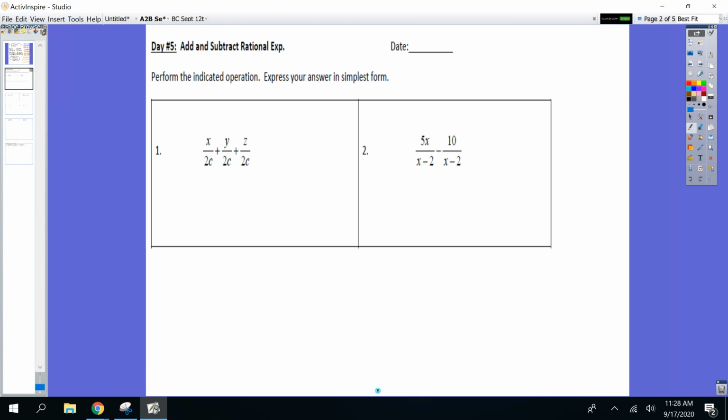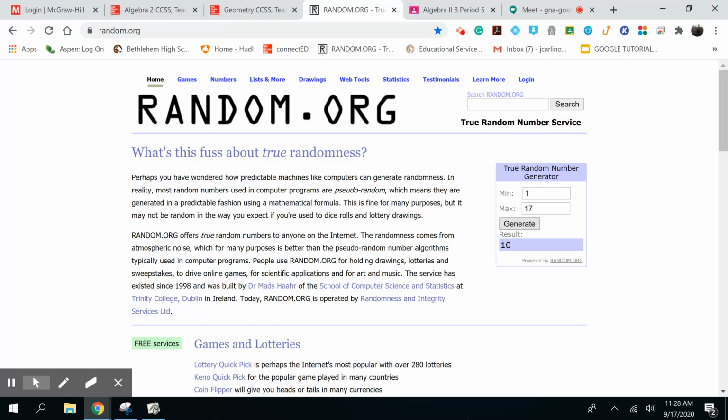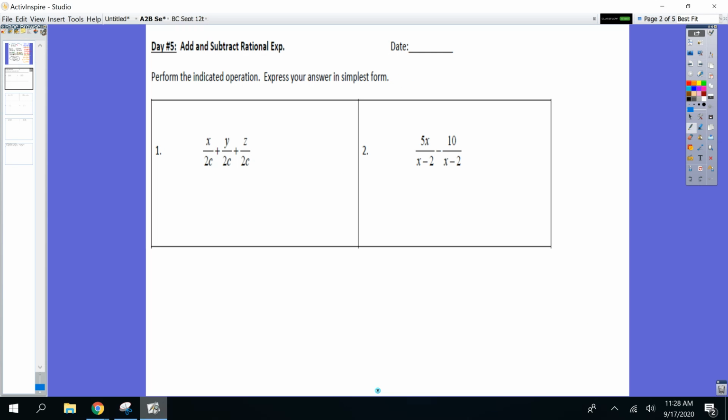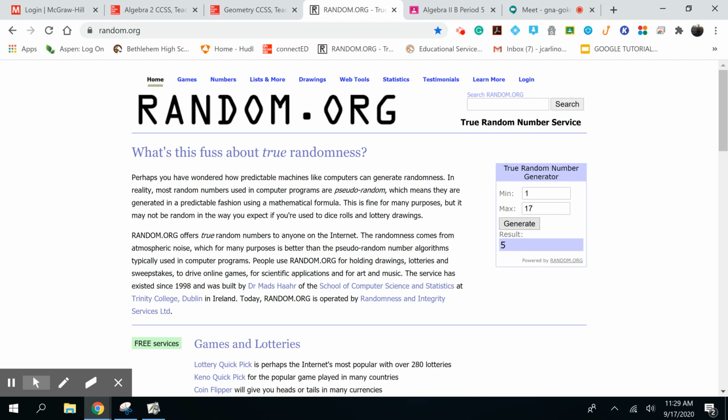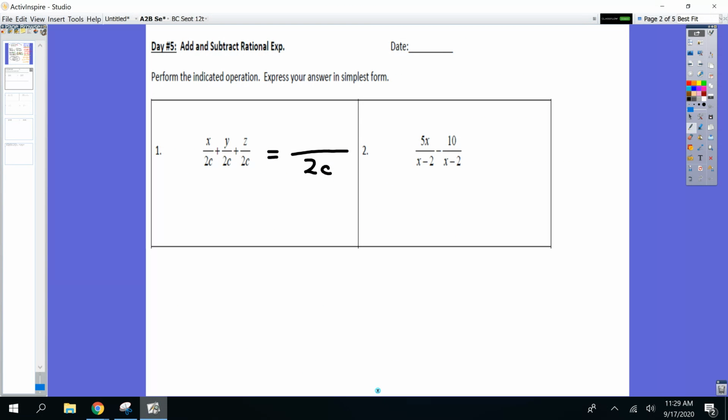Everyone ready? Okay. What do you notice about the denominators? They're the same, so I keep it the same. So this is going to be 2c on the bottom. What do I do with all my numerators now if the denominators are all the same? You just add them together. Not x, y, z, but x plus y. Because if you did x, y, z, you'd be multiplying them.